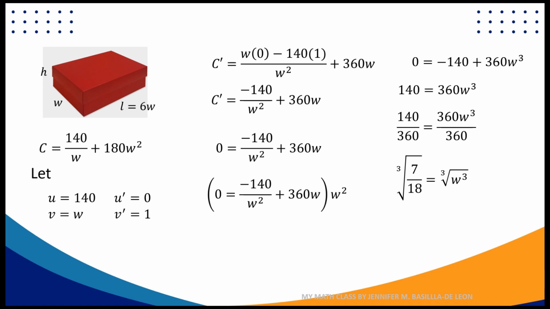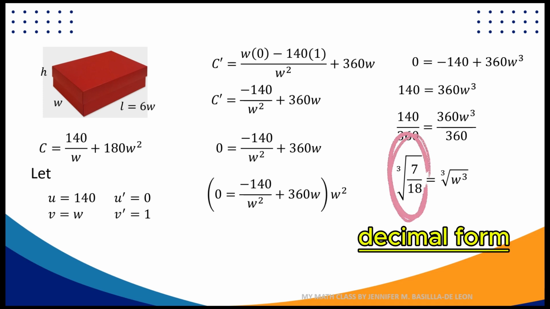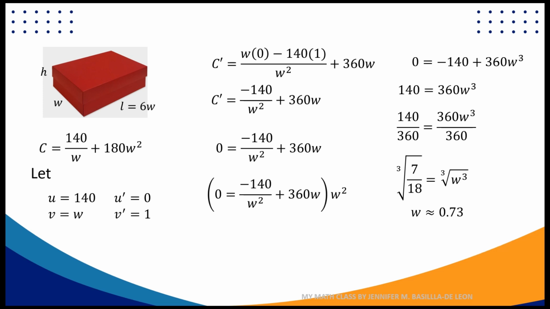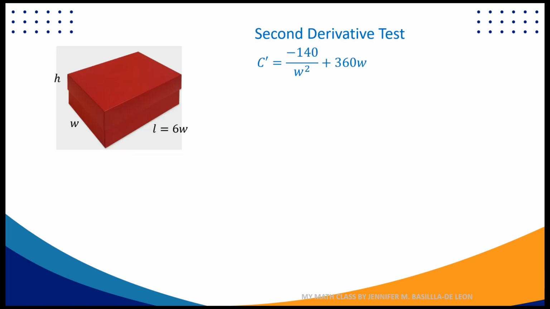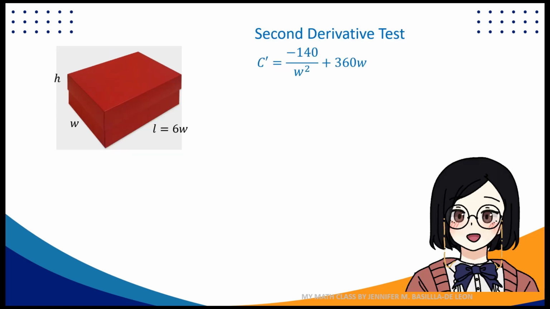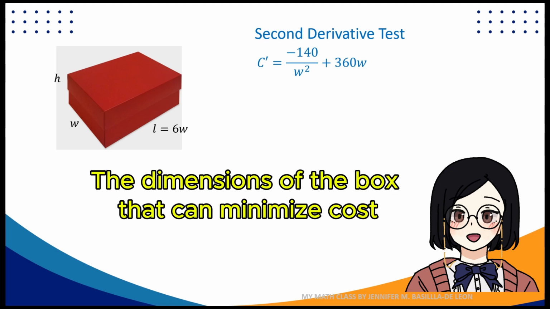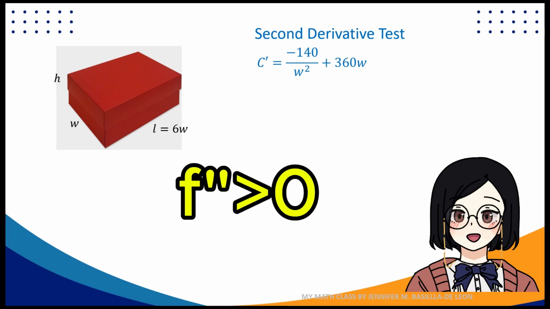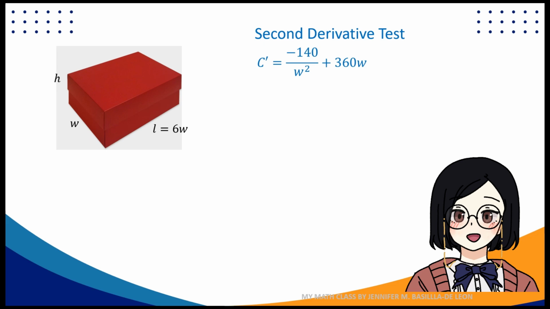It is practical to convert the cube root of 7 over 18 to decimal form. Using a calculator, we will have an approximate value of 73 hundredths inch. To confirm this critical point is a minimum, we apply the second derivative test. Remember that our goal is to get the box's dimension that will minimize the material costs. So, we check whether the second derivative at this point is positive.